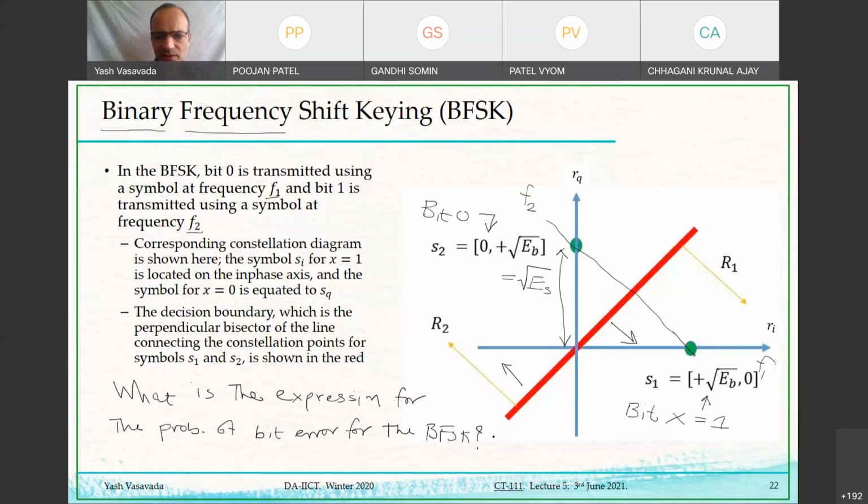We haven't used the notation A here at all. Equals root EB by N0. Q of root EB by N0, Isha is giving the right answer. Can you elaborate on this, Isha? Why is this Q of root EB by N0? Yes, sir. Because we have derived that it is D upon 2 sigma. Correct. Root ES and root EB is the same.